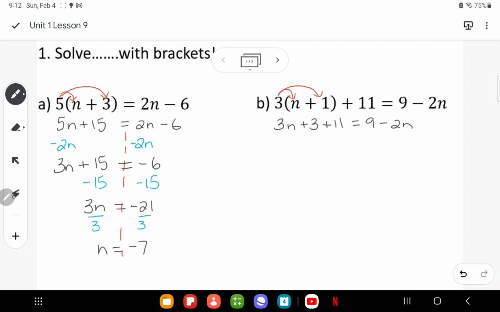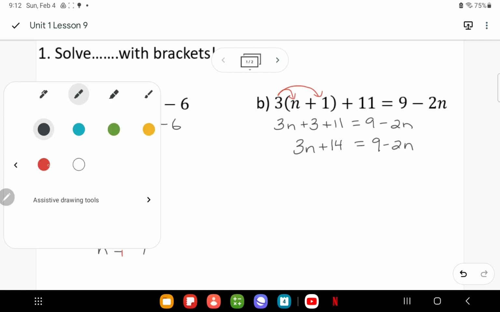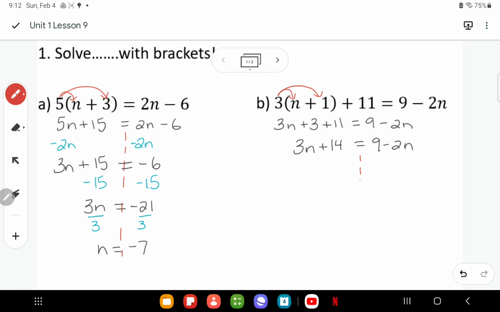Now I need to check and see, do I have any like terms? And I do have some. Basically, if you ever have more than 2 terms on either side, like on the right-hand side, that's fine. 9 minus 2n, I can't simplify. But here, I have 2 regular numbers, just 3 plus 11. I want to combine those together and just make that 3n plus 14, because having fewer things before you start to solve is going to make the solving easier. So now I'm ready to solve. So I just had those 2 like terms that I wanted to add together there.